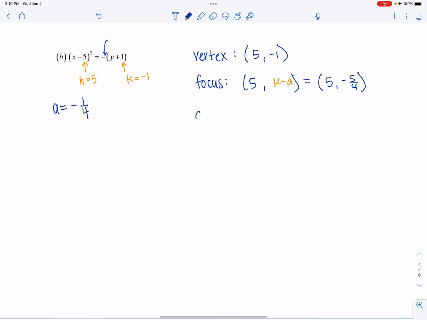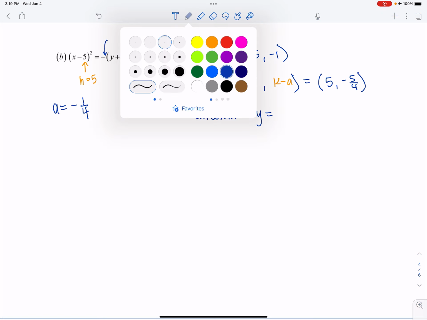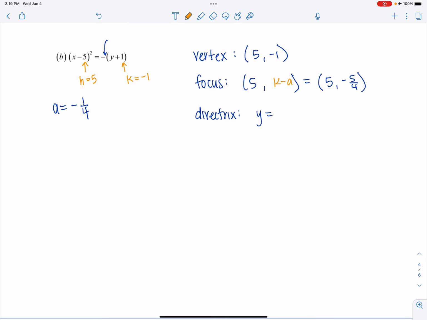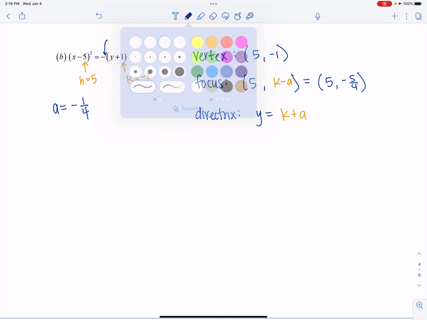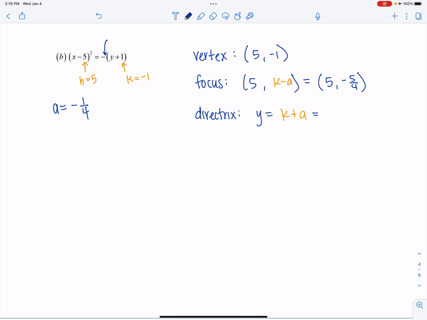Our directrix is y equals, and for this one we're using k plus a, which gives us -3/4. So that's the line that is the directrix, y equals -3/4.